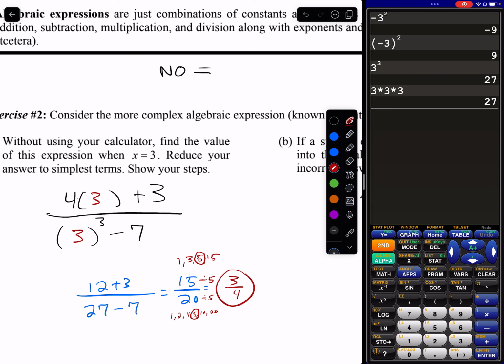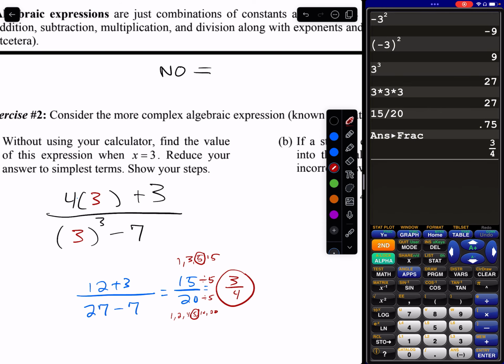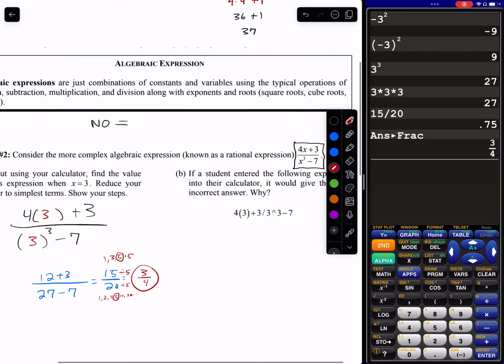Again, use your calculator to check. What is 15 divided by 20? If it pops out a decimal, turn it into a fraction. There you go, 3/4. And then we got that correct.